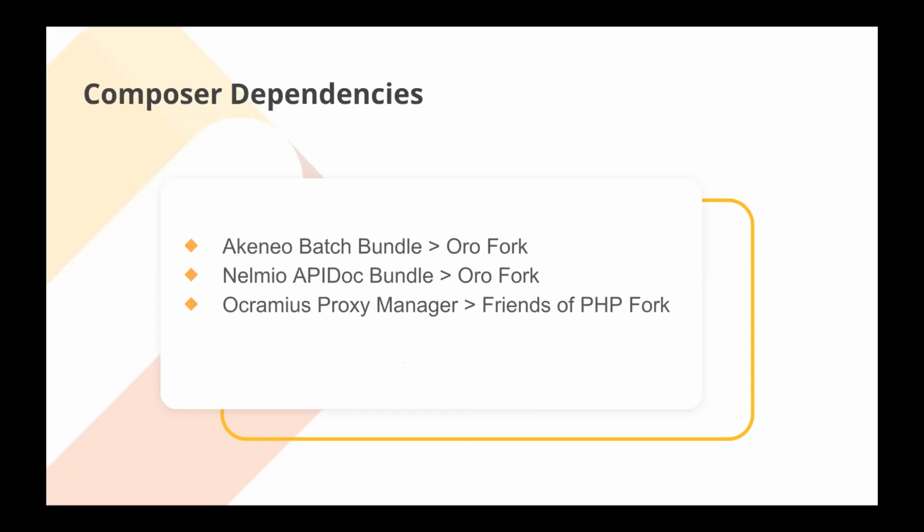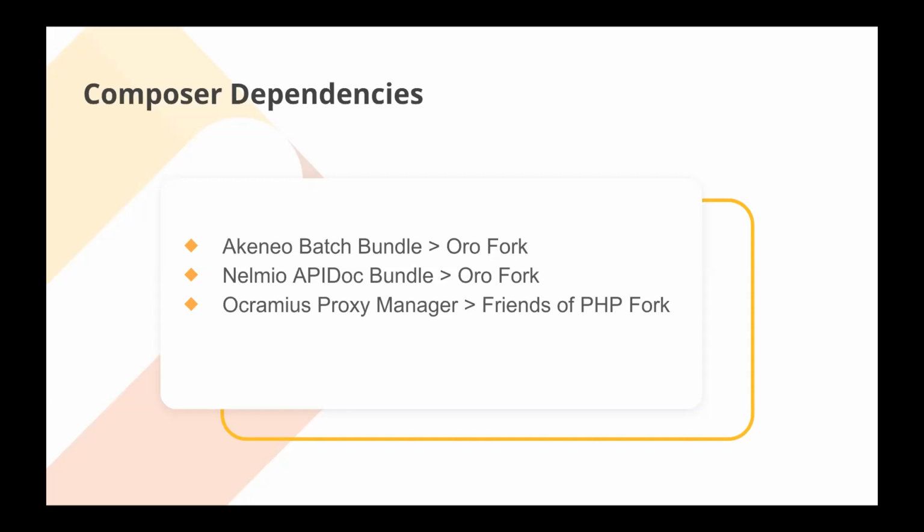Also, for some libraries, we haven't found alternatives, like the Akeneo batch bundles that we use all over the integrations. So we created a fork and refactored it a bit to remove the dead code and the interfaces that were not beneficial for us. Also, we forked the Nelmio API doc bundle.